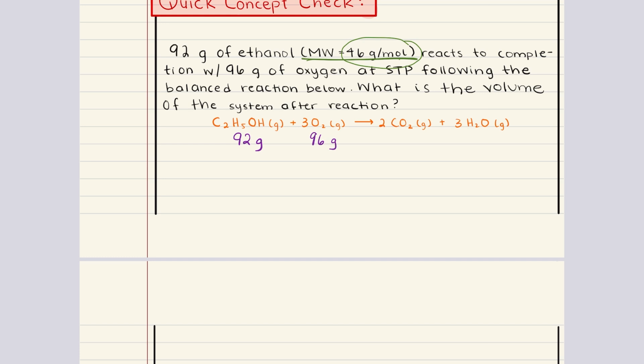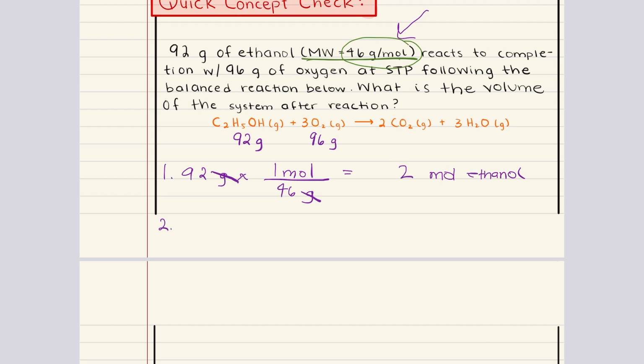To start, we want to convert the given masses into moles, and we can do that using their molar masses. For ethanol, we have 92 grams, and the molar mass of ethanol is 46 grams per mole. So we'll put 46 grams in the denominator and 1 mole in the numerator because we want grams to cancel out, and we want our final answer to have units of moles of ethanol. When we calculate this, we get 2 moles of ethanol.